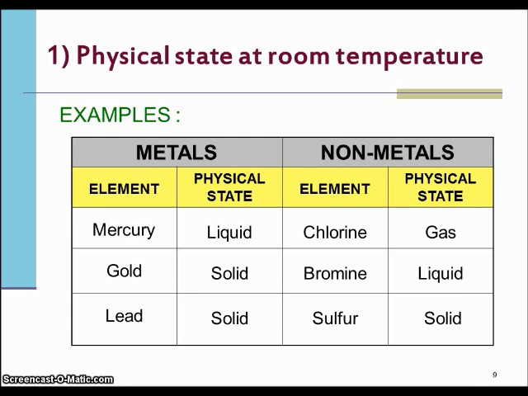Now, let us look over on the right part of the table and look at the non-metal elements. Chlorine will exist as a gas at room temperature, bromine as a liquid at room temperature, and sulfur as a solid at room temperature.